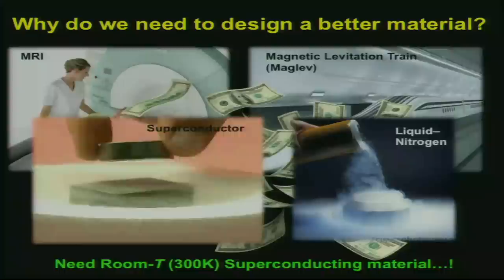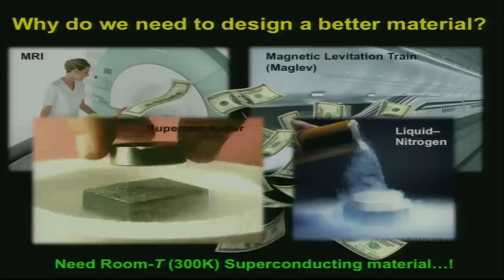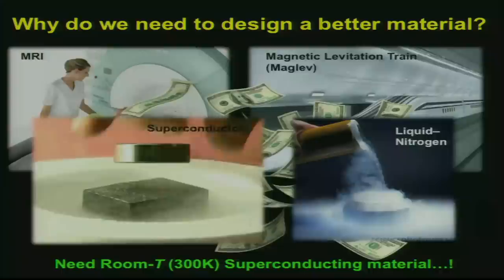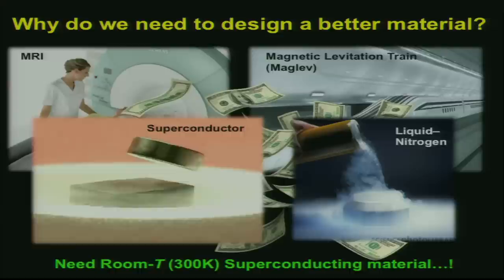However, if we have room temperature superconductivity, basically we don't need nitrogen. Then we can reduce the cost a lot. But this is kind of a dream. However, we want to get a room temperature superconductor material.